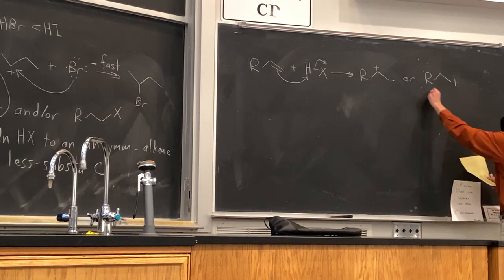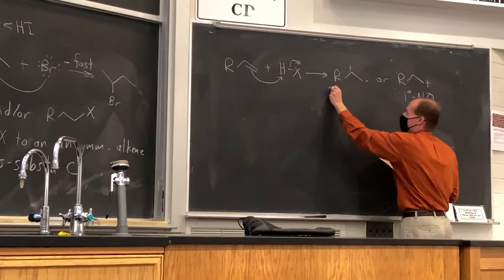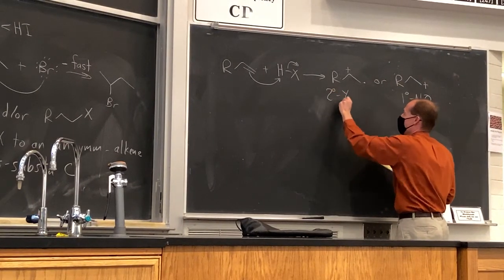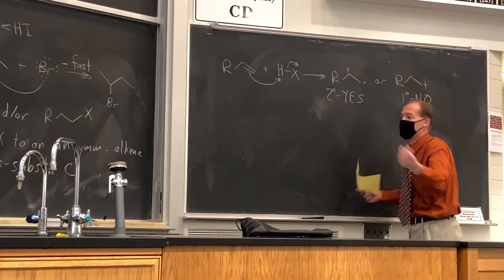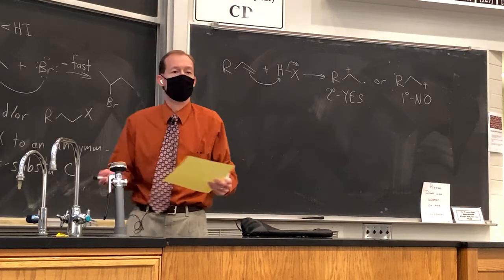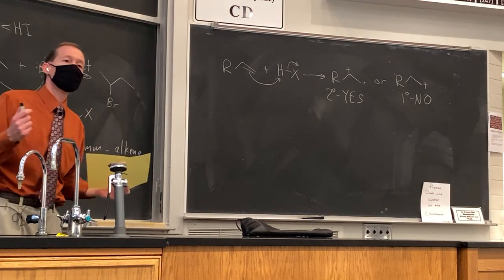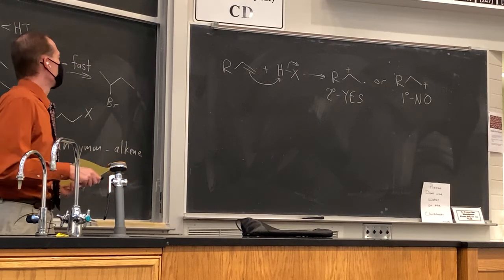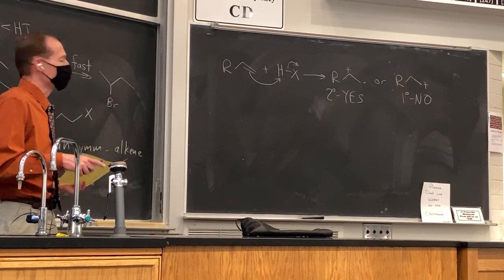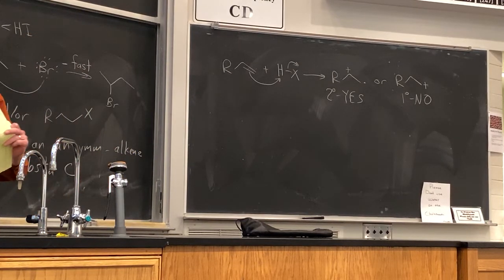And we know primary carbocation, high in energy, we're not going to form that. Secondary carbocation, also high in energy, but not as high. So that's going to be our more stable carbocation. Okay. So we know that this carbocation is more stable than that one. Why is the more stable carbocation formed faster?